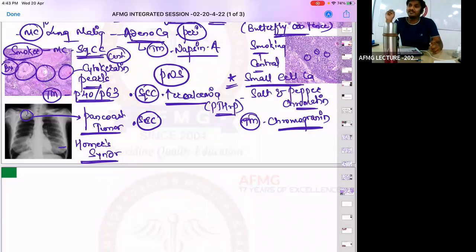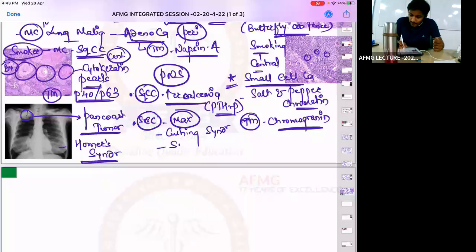Okay? But if they ask you the most common lung malignancy which is associated with paraneoplastic syndrome, which lung malignancy will cause the most paraneoplastic syndromes? Answer should be small cell carcinoma. It can lead to ectopic ACTH production, which will cause Cushing syndrome. It can lead to ectopic ADH production, which will cause syndrome of inappropriate ADH secretion, SIADH.